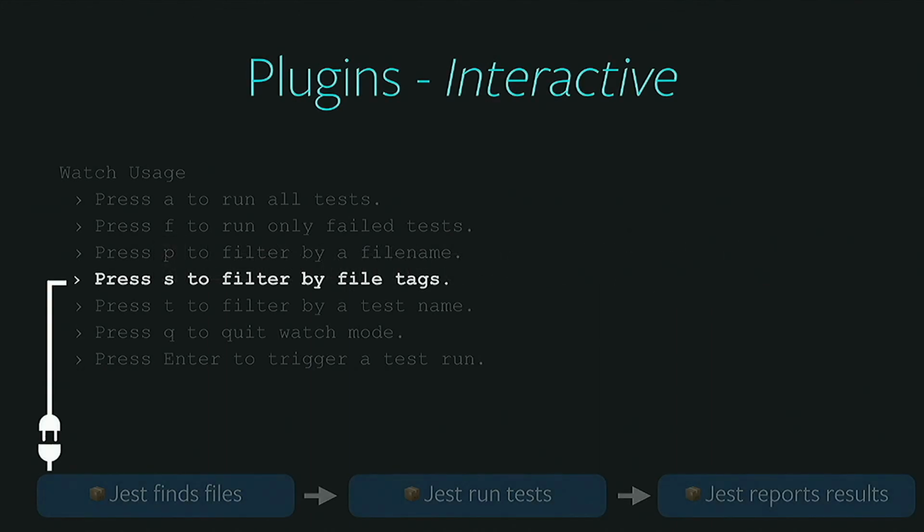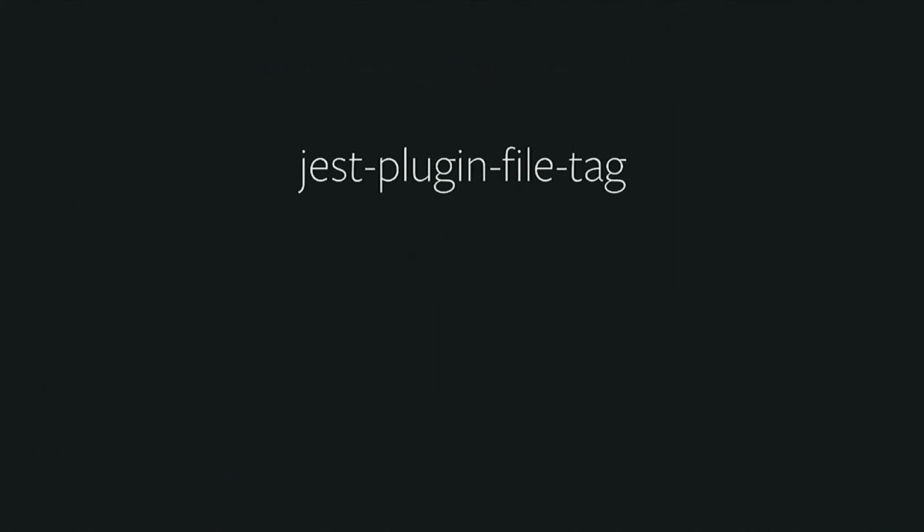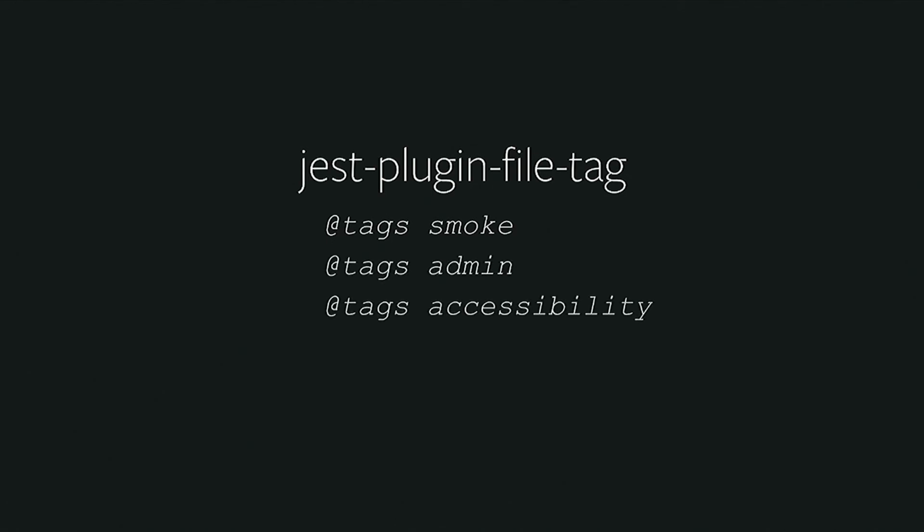In this case, we're going to write a plugin that allows us to filter by file tags. How does this look? Imagine that in every file, we could add a tag, for example, for smoke tests, or for our admin test, or accessibility. And by adding this plugin, Jest will allow us to just run those given tests. So let's go ahead and write it.